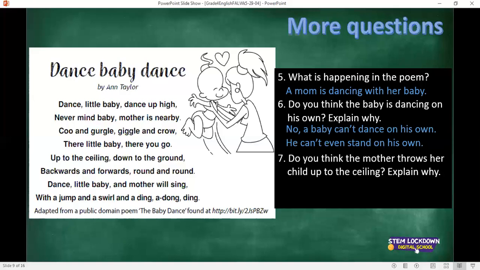So number 7, do you think the mother throws her child up to the ceiling? Because it says there, up to the ceiling, down to the ground. So is she throwing the child up into the ceiling? So that's definitely a no, because she's holding him in her hands. So she's just swinging him. So she swings him up and brings him back down to the ground. So she's not literally throwing him up to the ceiling. I hope not.